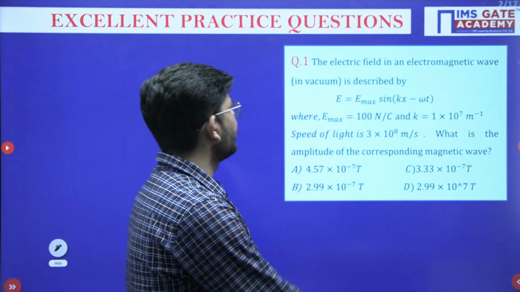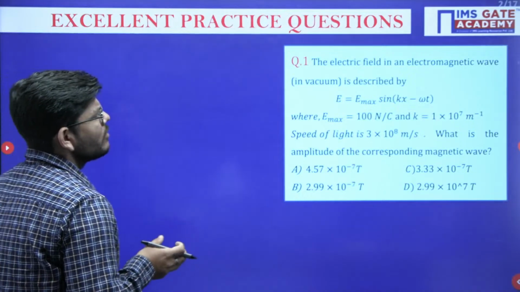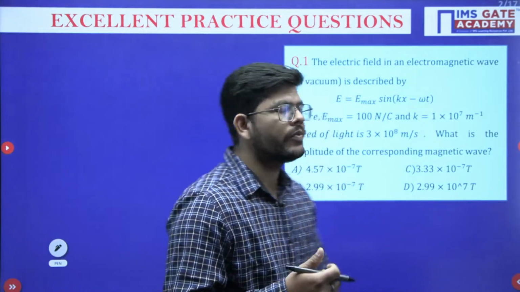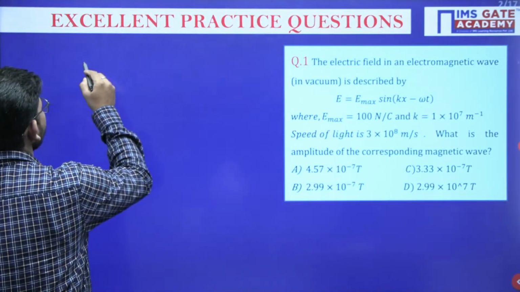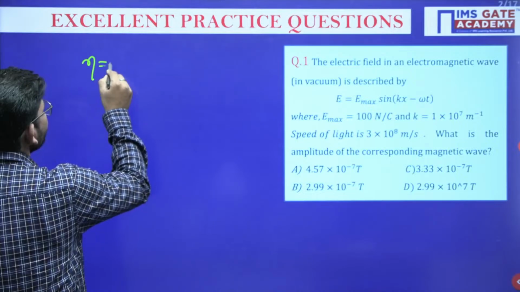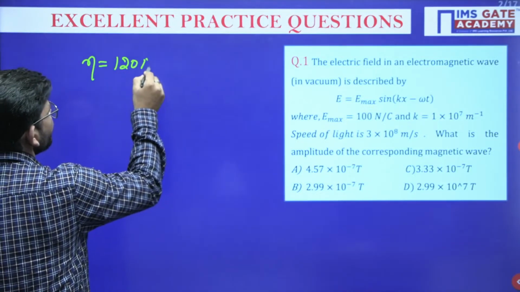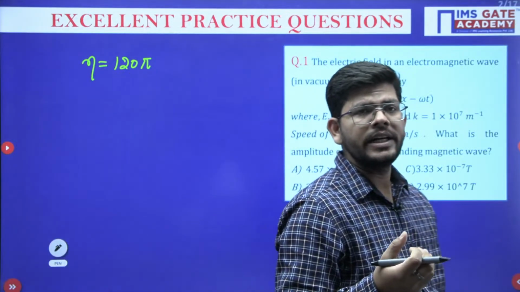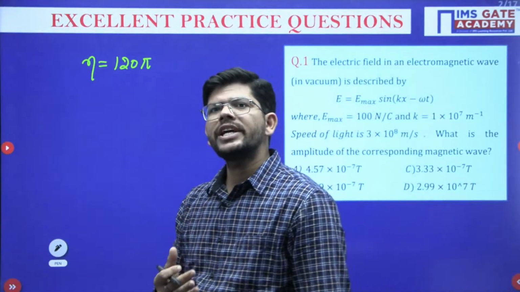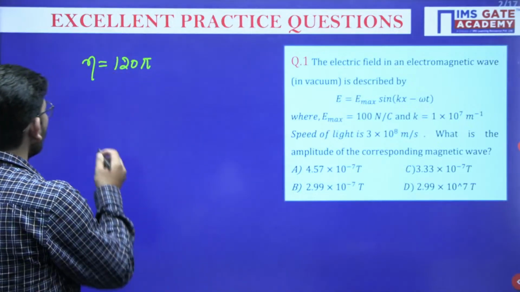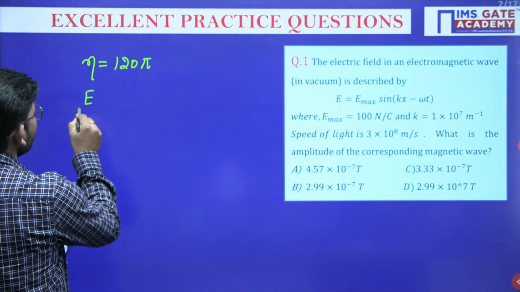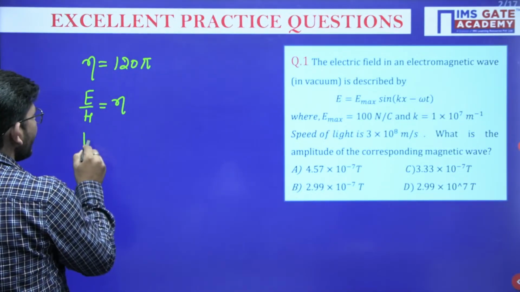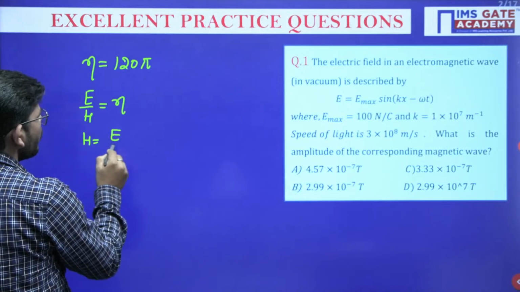Okay, so just see, we have been given the value of E max, and the wave is traveling in vacuum or free space. In free space, what is the impedance? The intrinsic impedance will be 120 pi. Now, as V by I is R, similarly E by H equals eta. We all know about that. So we have the relation E upon H equals eta. Now, what will H be here? H will be E over eta.